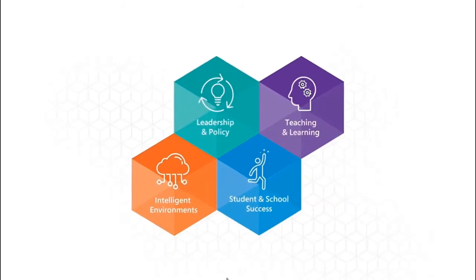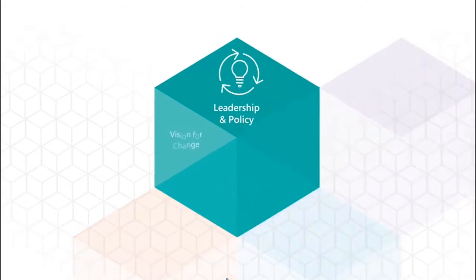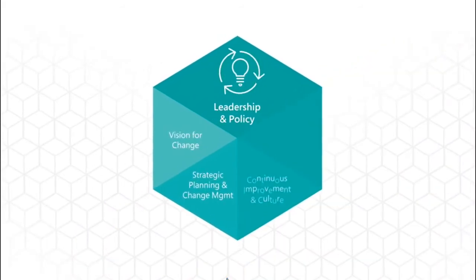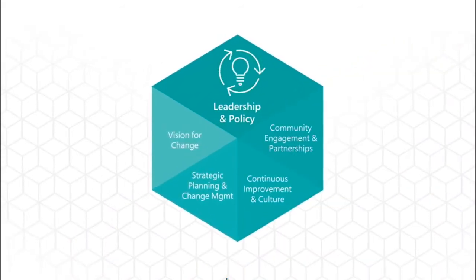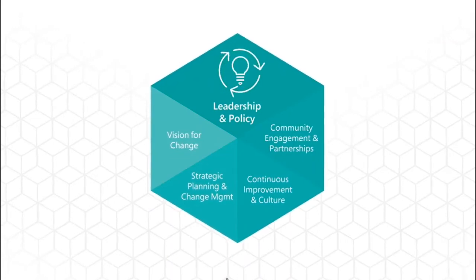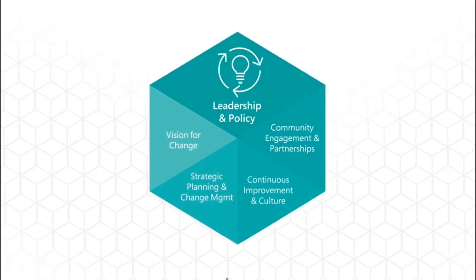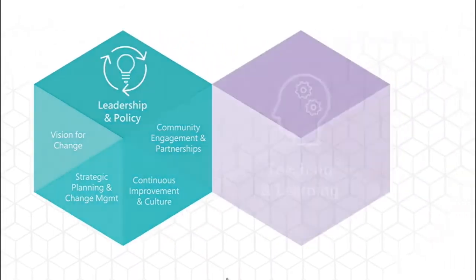The Education Transformation Framework identifies 4 interconnected pillars. With leadership and policy, the focus is on creating an intentional culture of innovation and learning, with shared goals that engage the community and motivate stakeholders to plan and lead change.